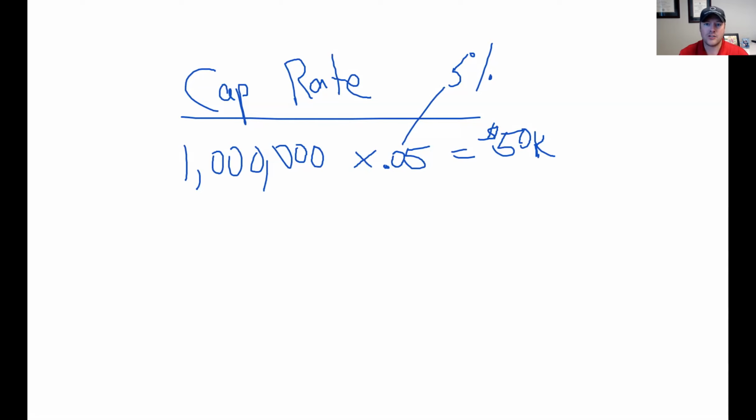The property values are going to go up because they're going to be trading properties at a higher rate and at a higher amount.